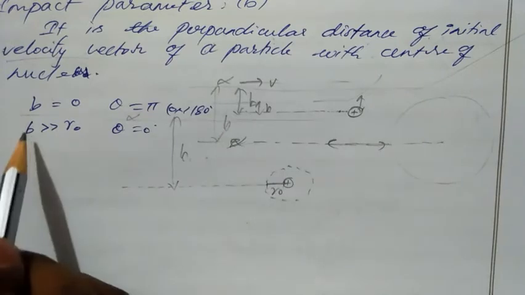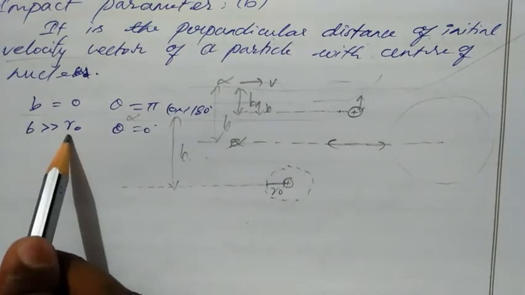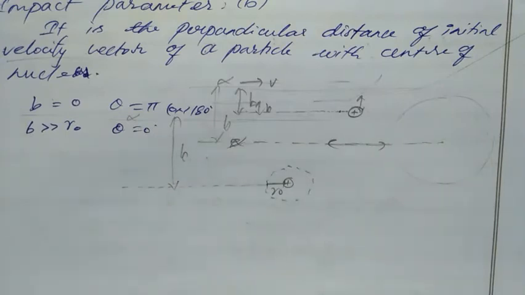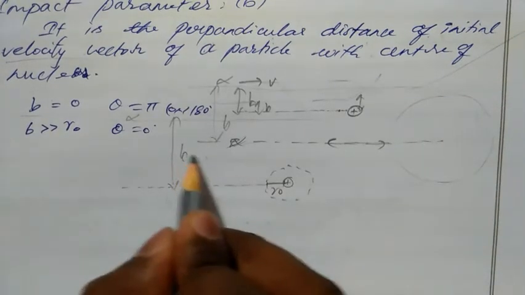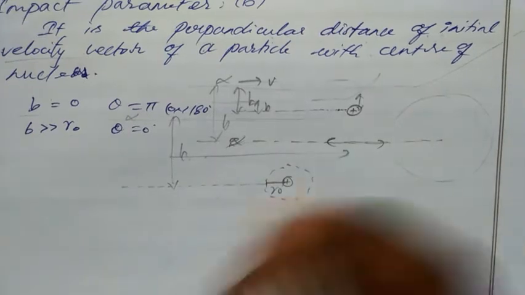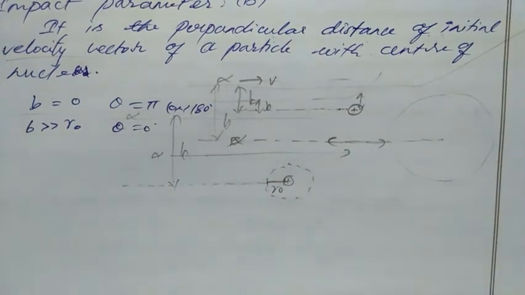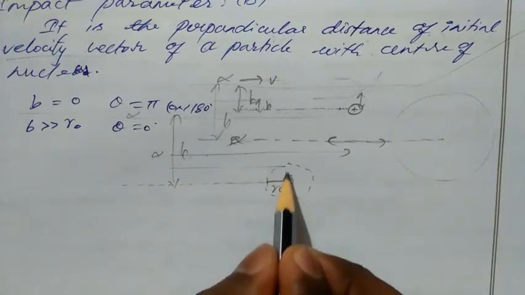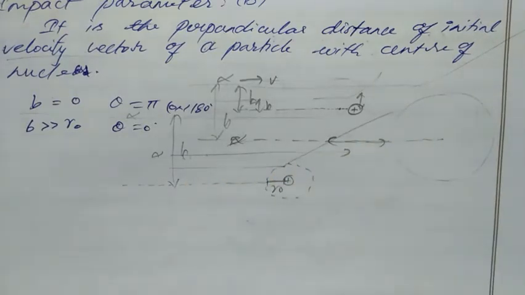For this condition, our b is very much greater than r0. Correct? So here theta is 0, which means it moves in a straight line, undeviated. Theta is 0. Clear? If the alpha particle moves here, theta is also 0. But if the alpha particle moves here, theta is not 0, because of this positive charge it gets deflected. So b much greater than r0 gives theta 0.